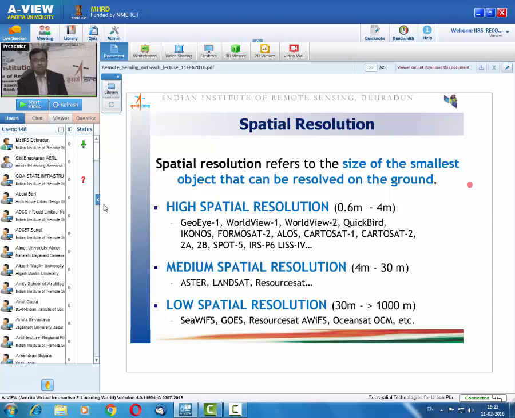For example, Cartosat 1, Cartosat 2, and elsewhere from GeoEye, WorldView 1, WorldView 2, and so forth. For the medium spatial resolution, we have data which varies from 4 meter to 30 meter. We have data from sources like ASTER, Landsat, Resourcesat, and so forth. For low spatial resolution, the resolution will vary from 30 meter to nearly 1 kilometer, and it is available from SeaWiFS, GOES, AVHRR, OceanSat OCM, and so forth.